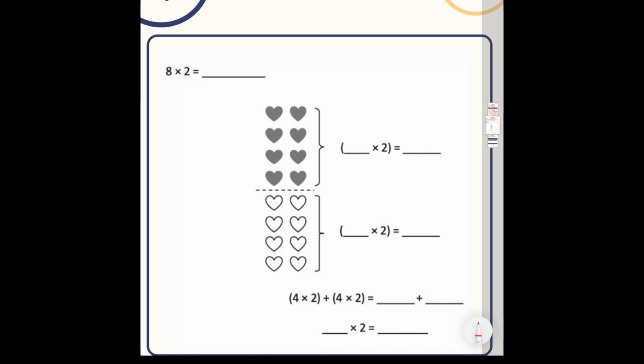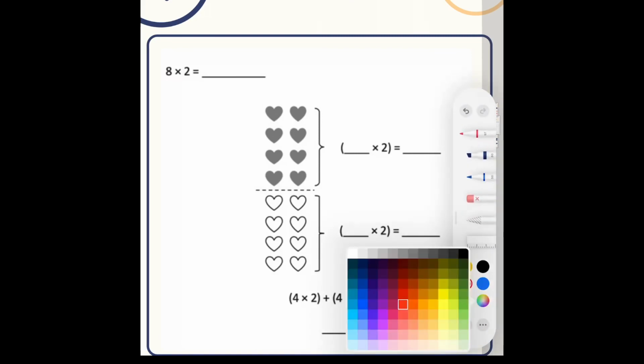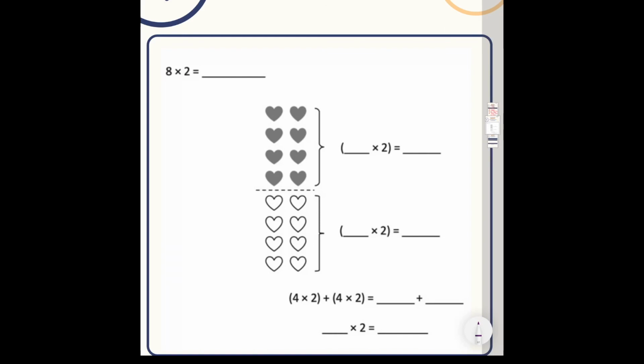And this is very similar to your problem set, so pay attention. We have 8 times 2, and then as you can see, we have the hearts in array to model the 8 rows of 2. And as you can see, boys and girls, we are breaking it down into 2 smaller arrays. We decompose that. Let's count how many rows there are. We have 4 rows of 2. That's why we can write 4 rows of 2 here.